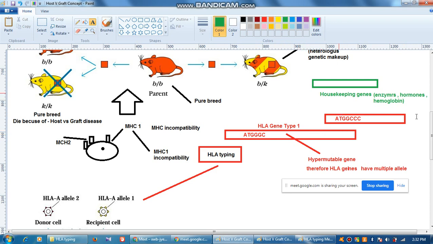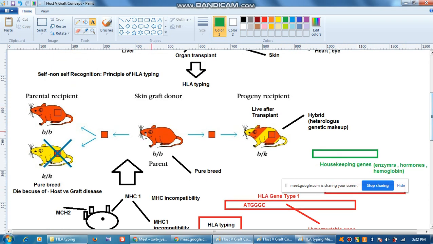Otherwise, what will happen? Now here you see. Now in this mice, what is happening? This particular mice has a particular genotype, BB. So whenever it is donating its skin to another animal, only because there are differences in the HLA gene, the skin graft is not getting received.